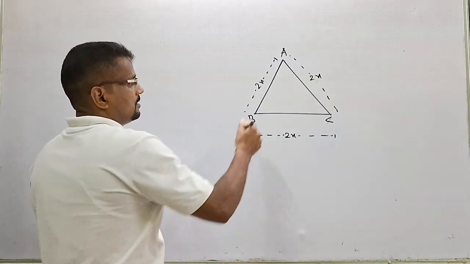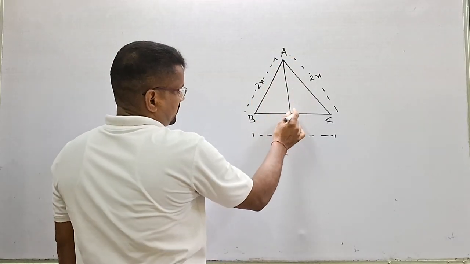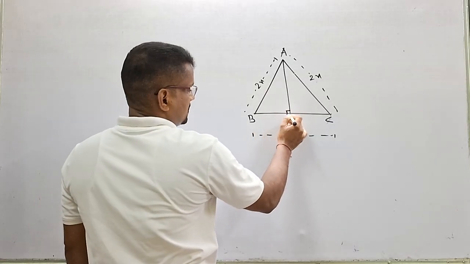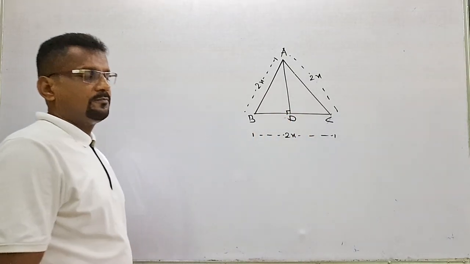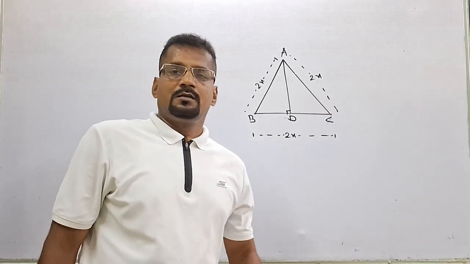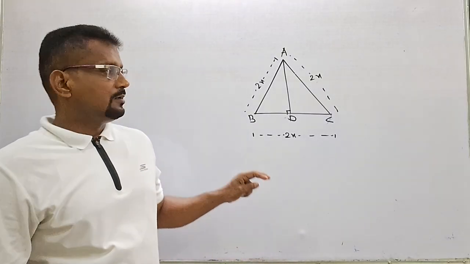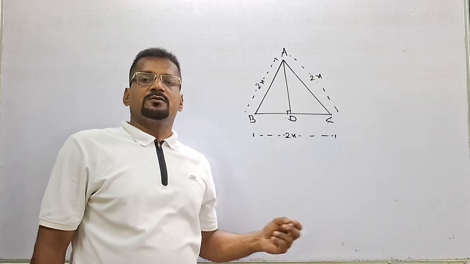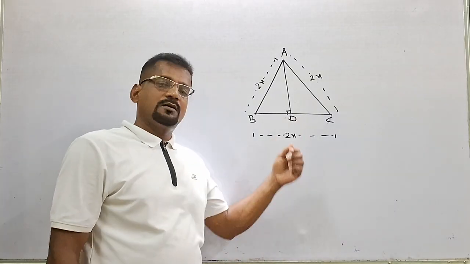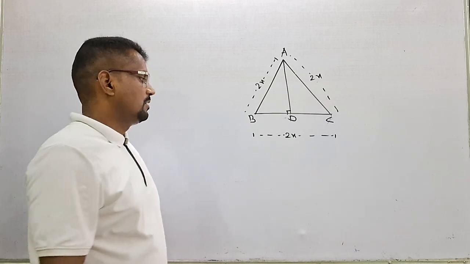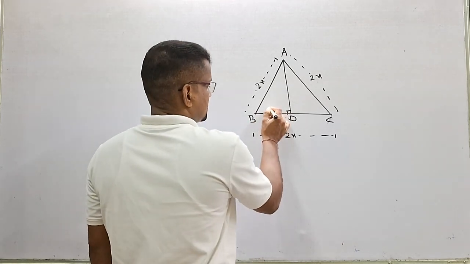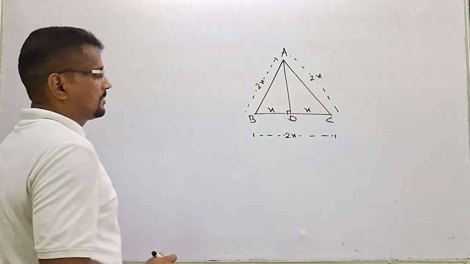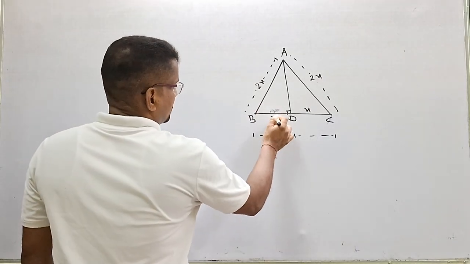After that, you will drop a perpendicular from A to BC. Say this is your AD. Remember, in an equilateral triangle, whatever perpendicular you will draw, that becomes median also. I mean to say D becomes the midpoint. Then BD will be your x, and this is your x. Now you see. So BD length you have got as x.